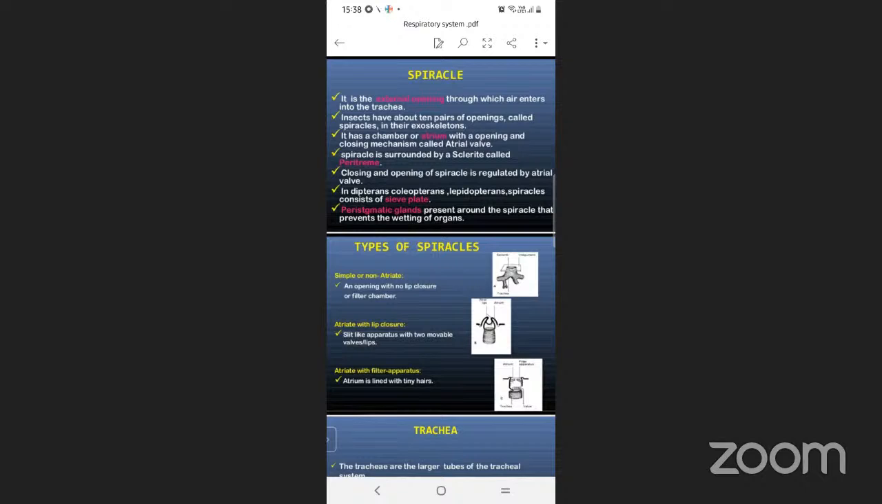In dipterans, coleopterans and lepidopterans, the spiracle consists of a sieve plate. To sieve means, you know, to filter. Yes, ma'am, filter. Whatever air enters the spiracles will be sieved. Peristigmatic glands are present around the spiracle and prevent wetting of the organs.